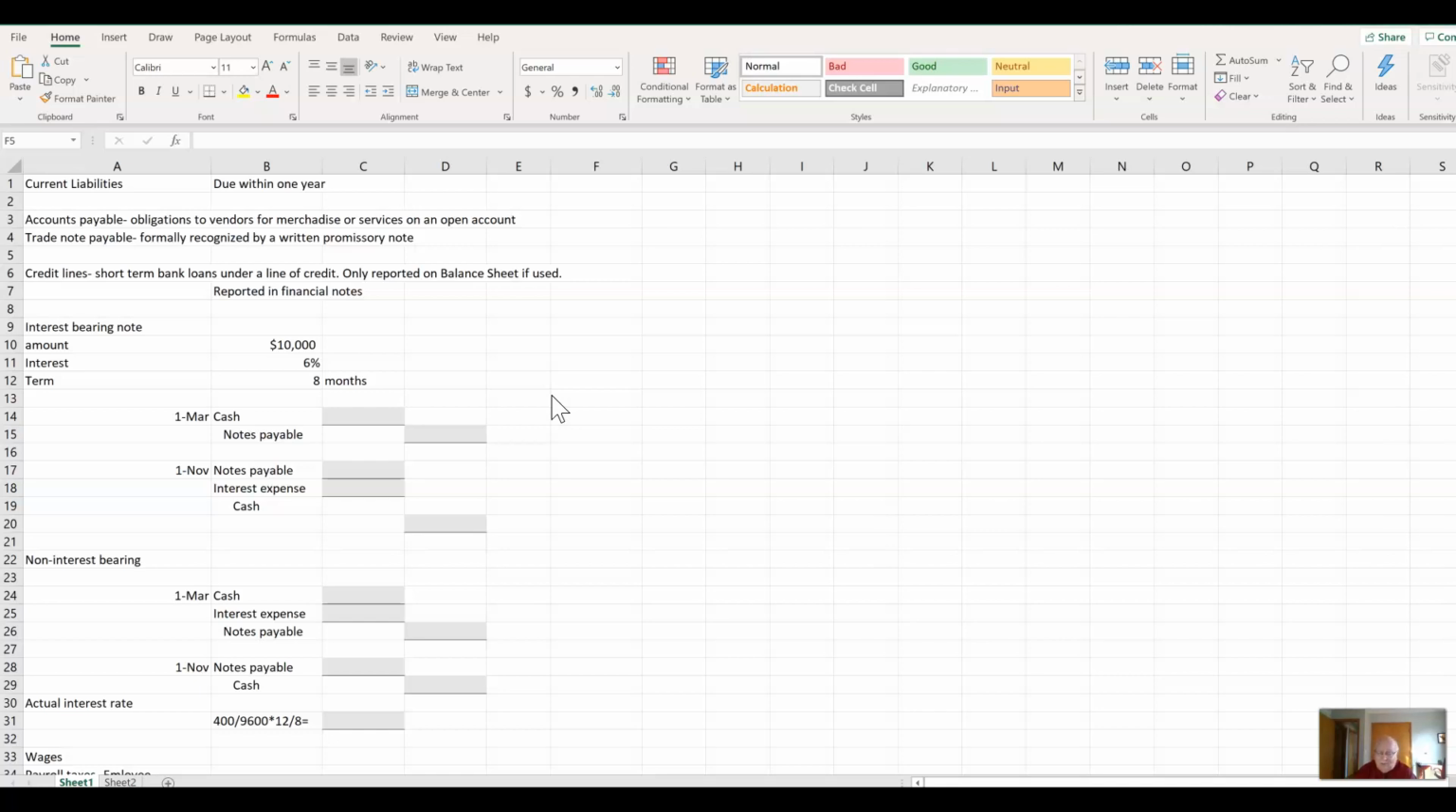Most common one, of course, is the accounts payable, and that's the obligations that you have with vendors for merchandise that you purchased on an open account. A trade note is one that you sign. It's a written promise that you sign to pay interest and pay the amount at a later date. And a credit line is a short-term bank loan. That's a lot of times a line of credit that you can borrow from and pay back. And those are only reported on the balance sheet if they're actually being used.